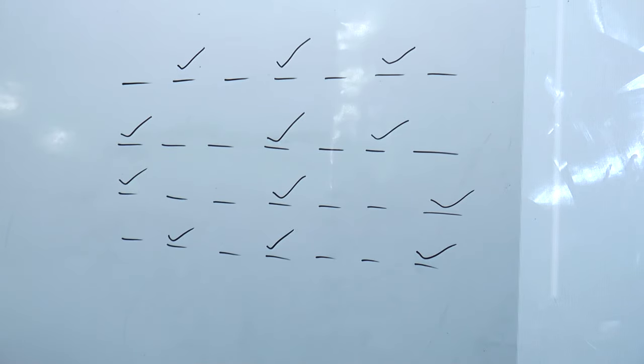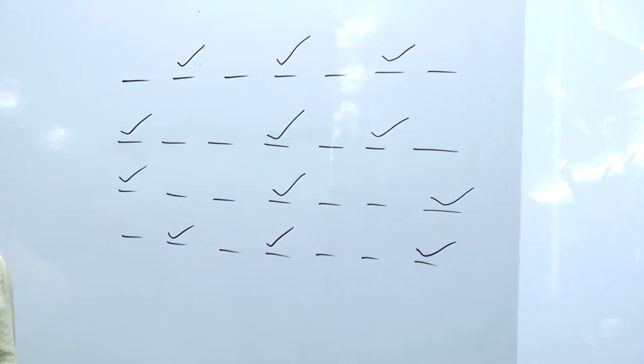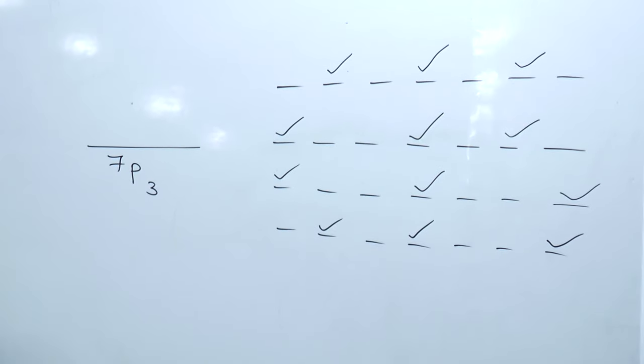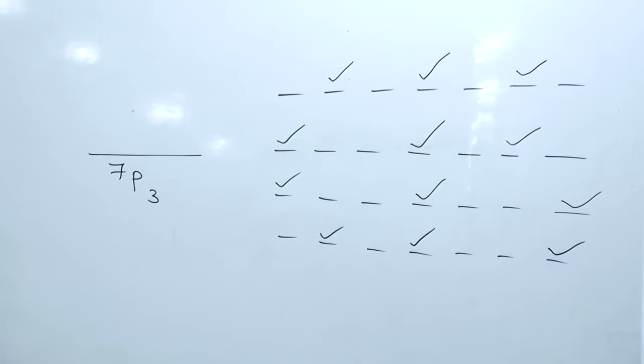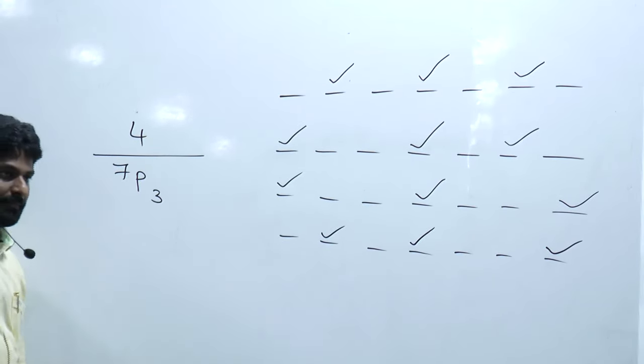Now, look at your answer. So how many cases do we have? 4. Is this arrangement or selection? Arrangement. If it is arrangement, is that permutation or combination? Permutation. Right. How many seats are there? 7. Out of 7 seats, how many do you need to arrange? 3. So the denominator is 7P3. Right? Now, for 3 persons, how many different cases do we have? 4 ways.